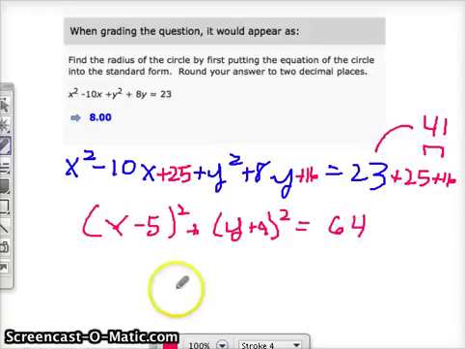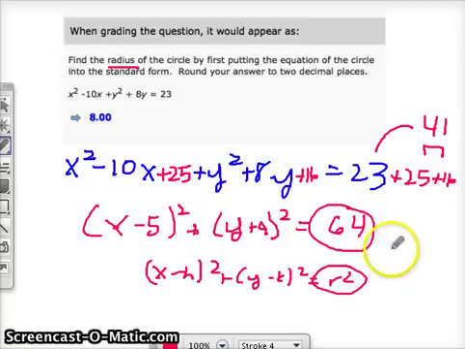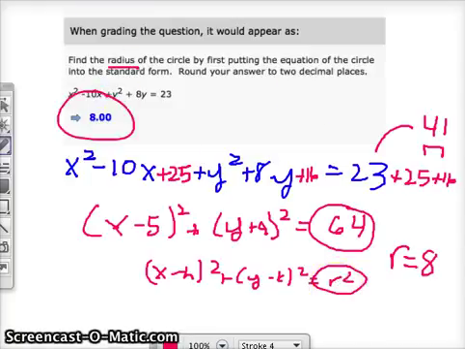Okay, now remember, this is x minus h squared plus y minus k squared is equal to r squared. Find the radius. So r squared is equal to 64. R must be 8. Can't be negative 8. You can't have a negative radius. And there's your answer right there. Hope that helps you out.